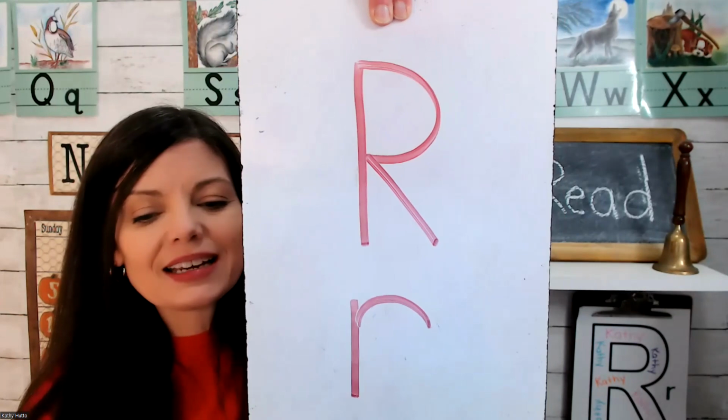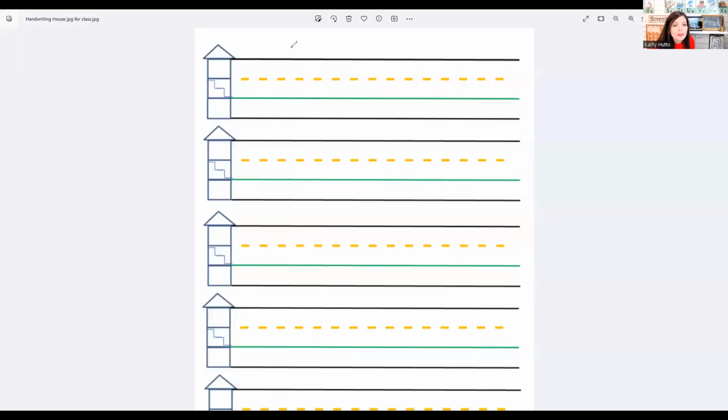Let's practice writing little R. If you're using handwriting paper, then you're going to be downstairs, down, and rainbow over like that. Down and rainbow. Make a line that goes down and then make a rainbow across. One more, down and rainbow over.